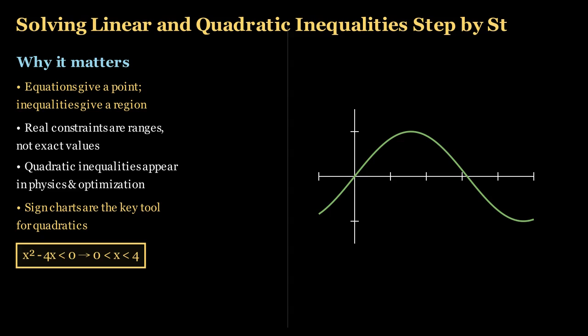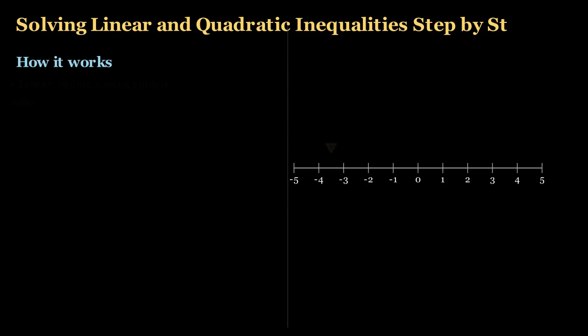For a linear inequality like 2x plus 3 greater than 7, you already know the golden rules. Subtract 3 from both sides, the direction stays the same, giving 2x greater than 4. Divide by positive 2, the direction still stays, so x greater than 2. Done. The number line gets shaded from 2 to infinity.